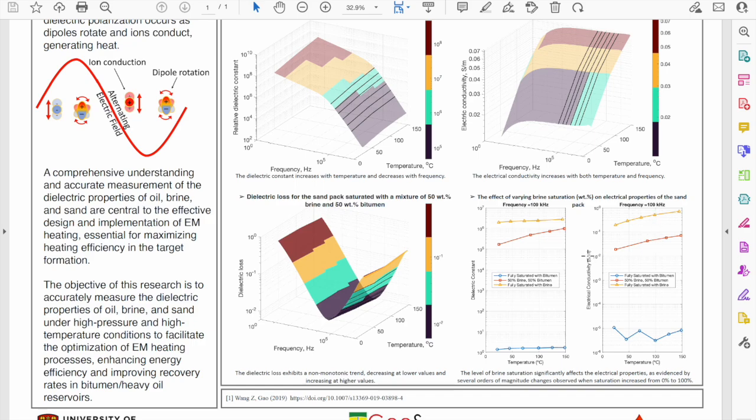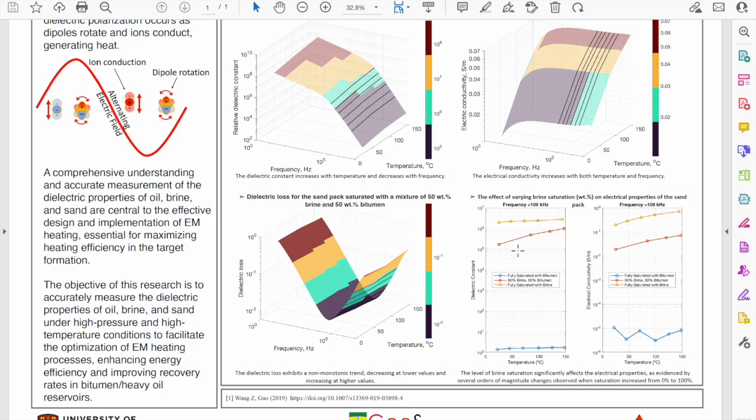In the case of 58% brine saturation, the electrical properties fall between those of the fully bitumen and fully brine saturated sand. However, the figure highlights the strong dependence of electrical properties on brine content.